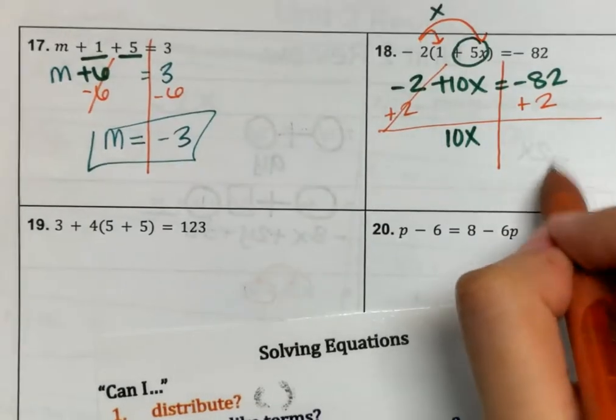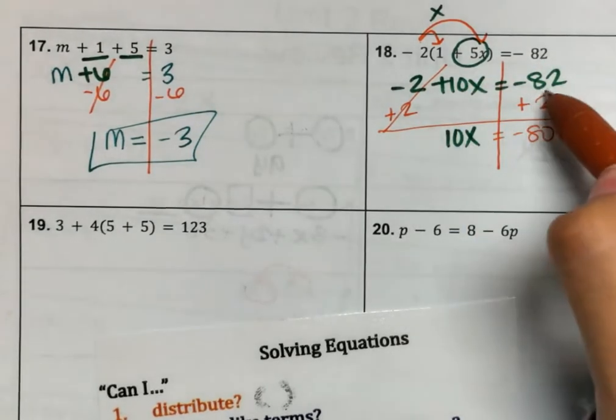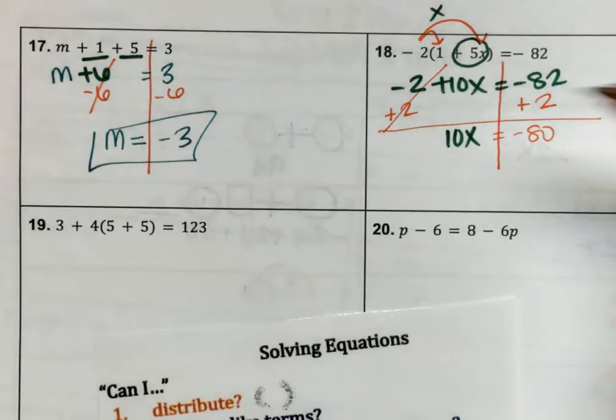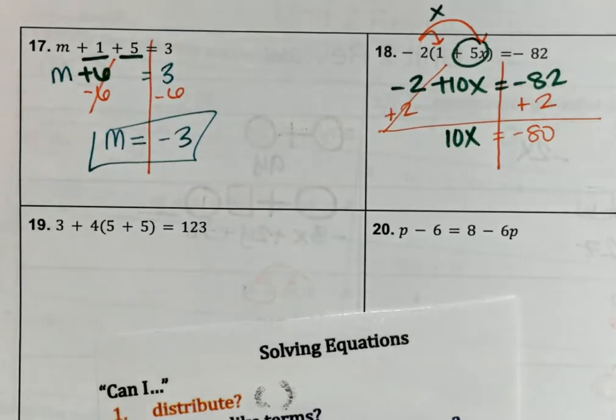And negative 82 plus 2 is negative 80, because your negative 82 gets less negative by 2, or moves to the right by 2. So then you end up with 10x equals negative 80.